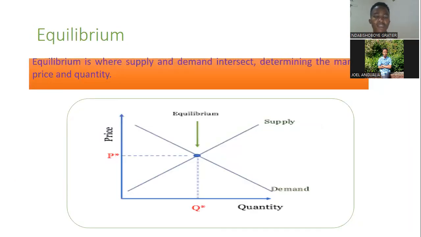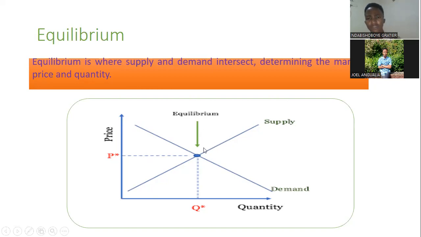So, having that knowledge of what supply is, demand is, the demand curve and the supply curve, now we are going to look at the equilibrium, at a point where everything is equal. Equilibrium is where supply and demand intersect or meet each other, determining the market price and the quantity. This can be due to the forces of demand and supply.